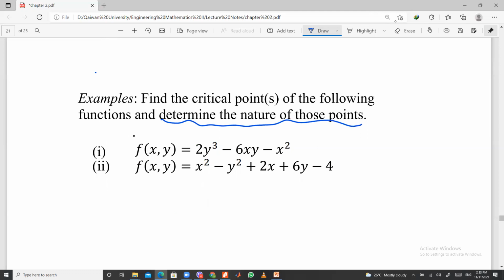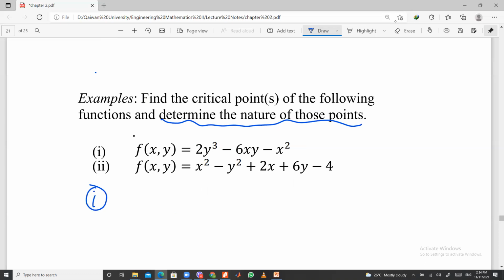First we find the critical points. We are going to find the critical points by finding f sub x and f sub y. We set them both equal to zero. Then we find the values of x and y. The values of x, y are the critical points. Here, first let's find the critical points.